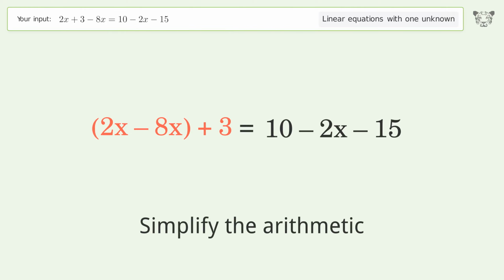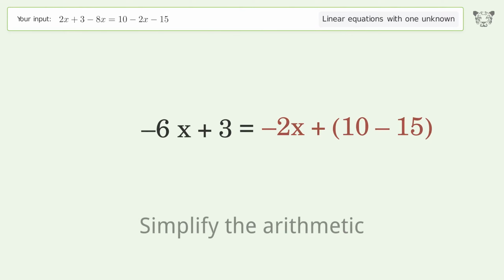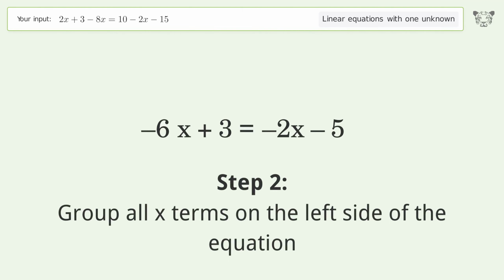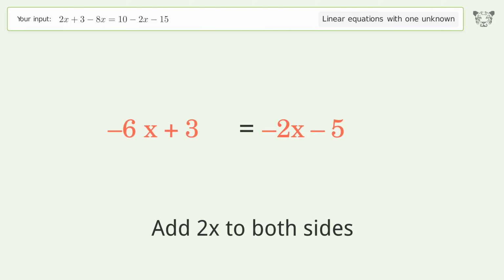Simplify the arithmetic. Group like terms. Simplify the arithmetic. Group all x terms on the left side of the equation. Add 2x to both sides.